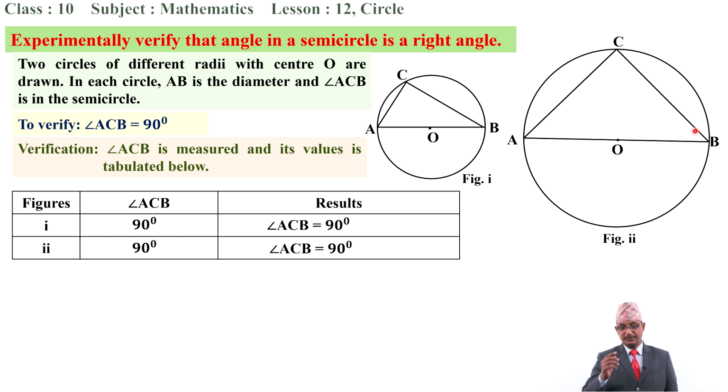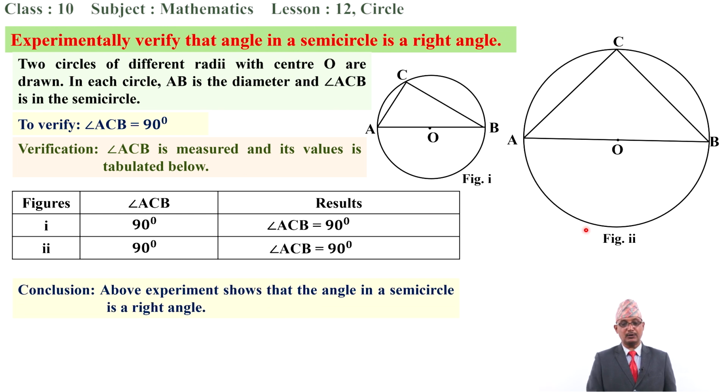So on the basis of this experiment, what have we learnt? Angle in a semicircle is how many degrees? 90 degrees. 90 degrees means a right angle. So on the basis of this experiment, what do we write in the conclusion? Above experiment shows that the angle in a semicircle is a right angle, that is 90 degrees. That is, angle in any semicircle is 90 degrees. We have verified this theorem experimentally. Now we are going to verify the same theorem theoretically.